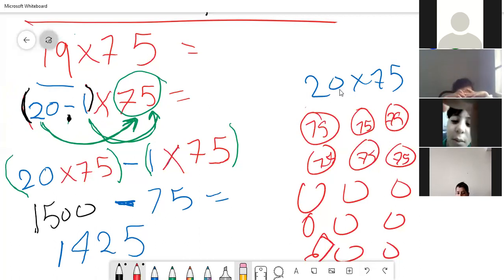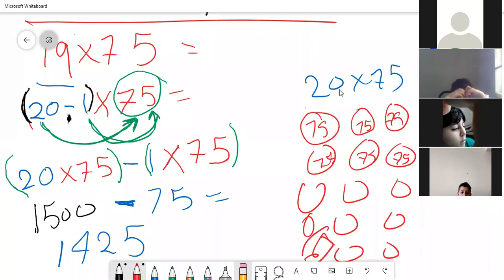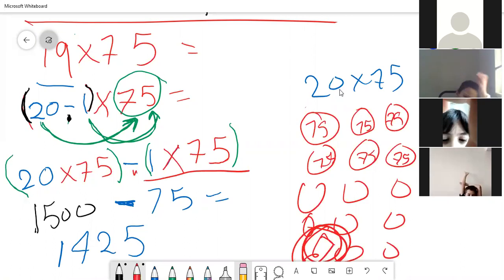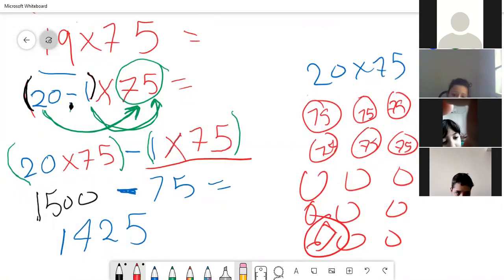So this means we're going to multiply 20 times 75. All of these are 20, right? Times 75, but minus one group of 75. It will be minus 75 because the group is 75. So this is the concept. The concept is to multiply all the 20 by 75, and then you take one of them, which means you took 1 times 75.